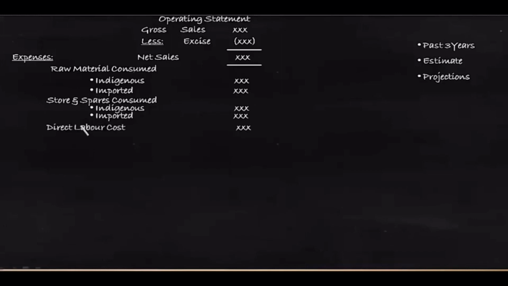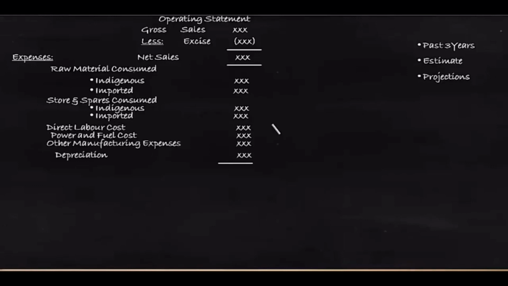So the direct labor cost should be shown here. Here the focus is on direct labor cost. We'll understand that in subsequent session. Then the power and fuel cost should be shown. After this, we have to show the other manufacturing expenses and depreciation.